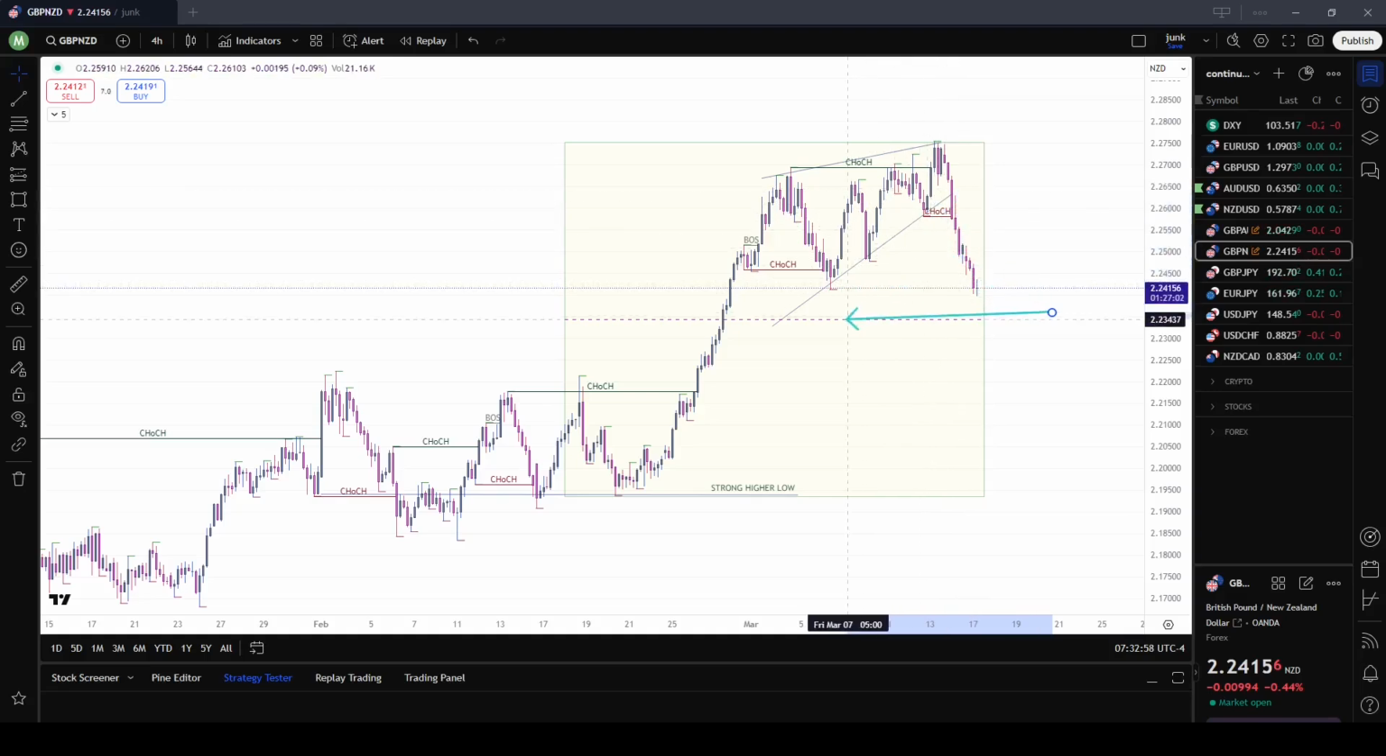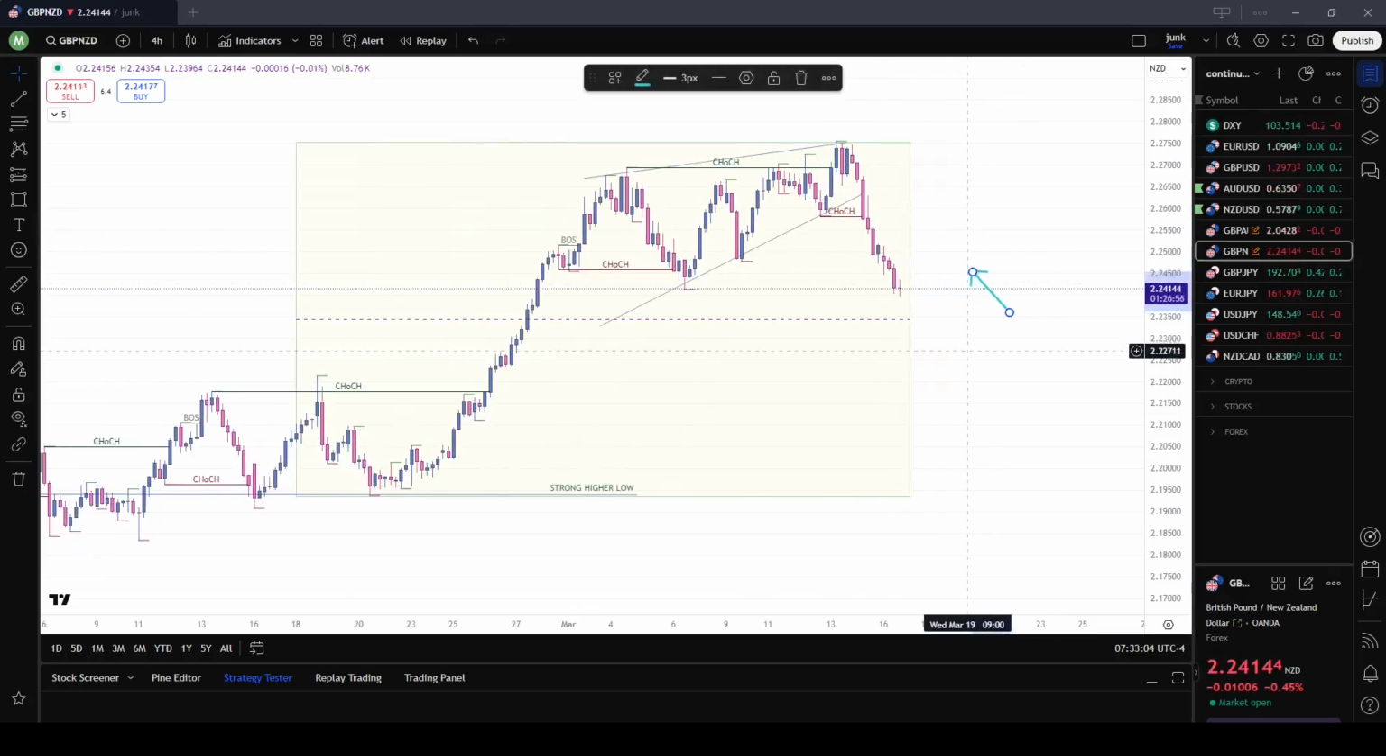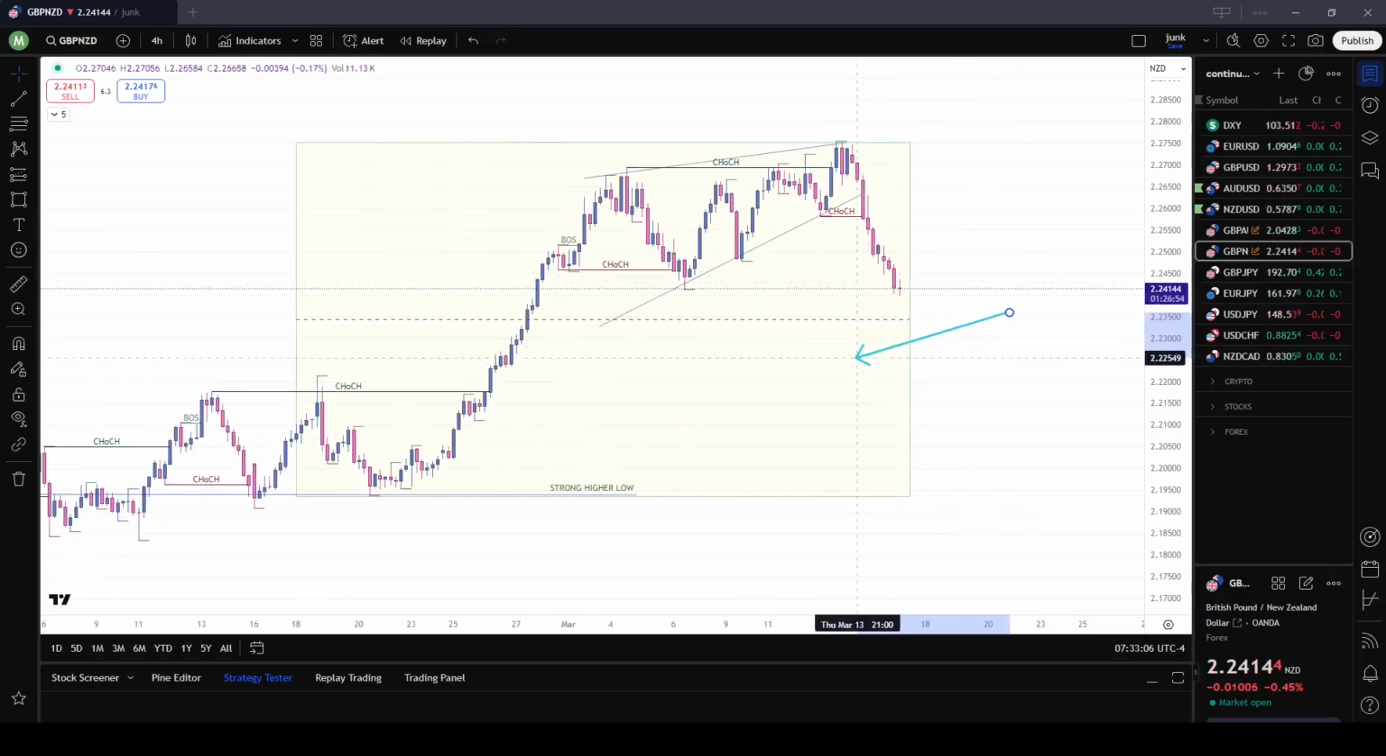And with this pair, GBP NZD, it has taken out all of the liquidity sitting under the lows, so it could possibly continue back down into discount. I'll be looking for any type of buying opportunities if it does, but just like I was saying with GBP AUD, the buyers could still be strong.